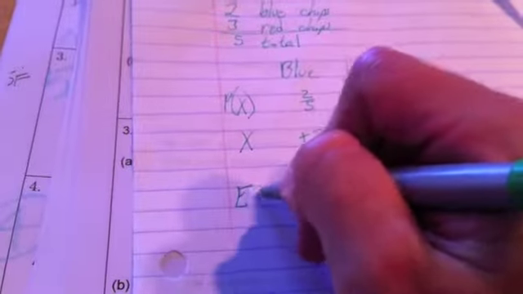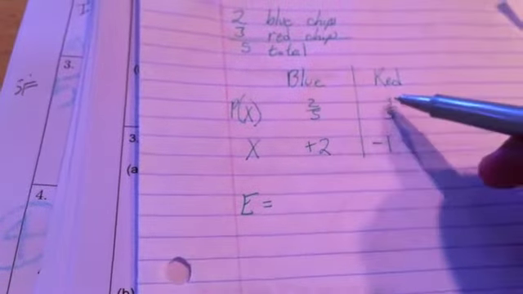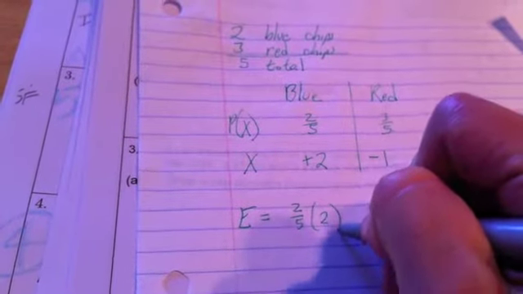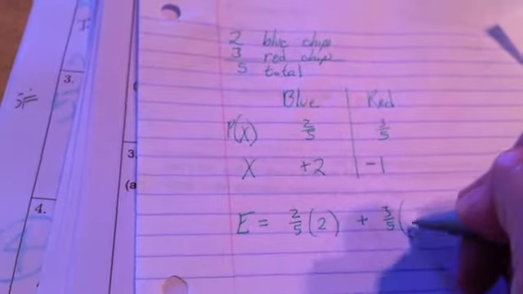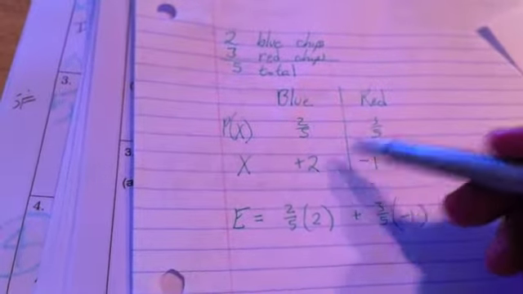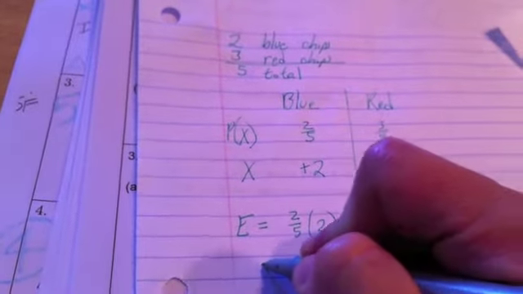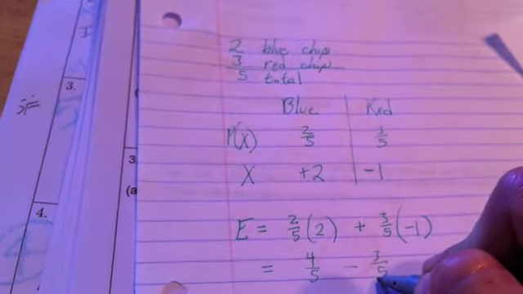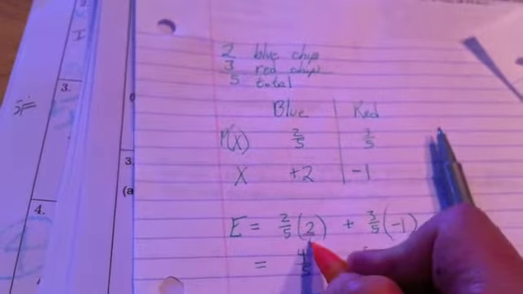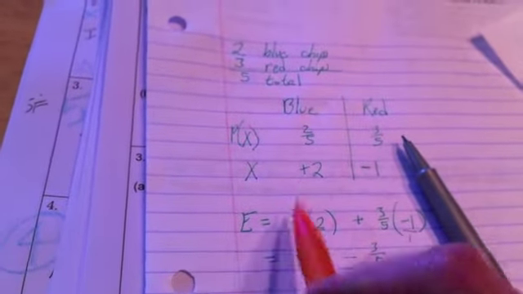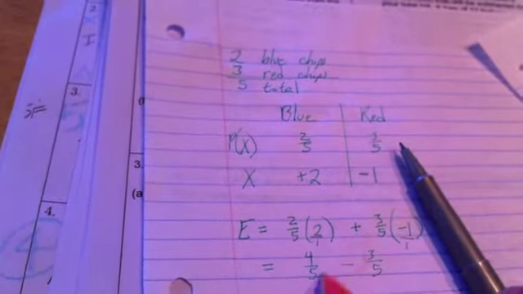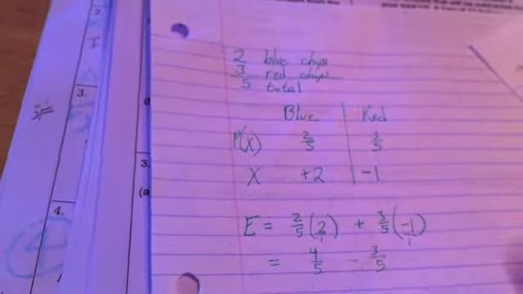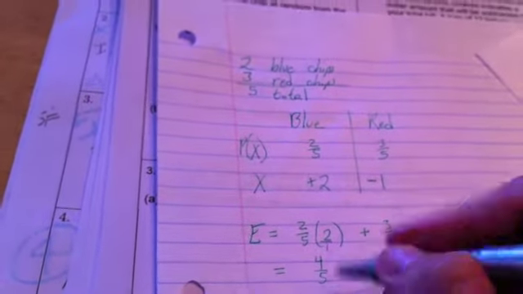So your expectation, you're just going to multiply these, and add them together. So you're going to do 2/5 times 2 plus 3/5 times -1. So that times that plus that times that. And so if we do this, we get 4/5 minus 3/5, because remember these are all over an invisible 1. So 2 times 2 is 4, 5 times 1 is 5, 3 times -1 is -3, 5 times 1 is 5. So 4/5 minus 3/5 is 1/5.